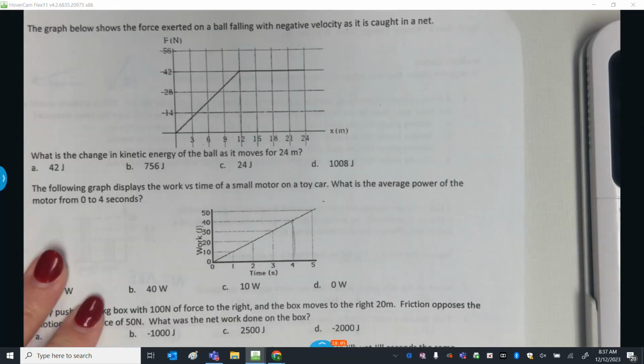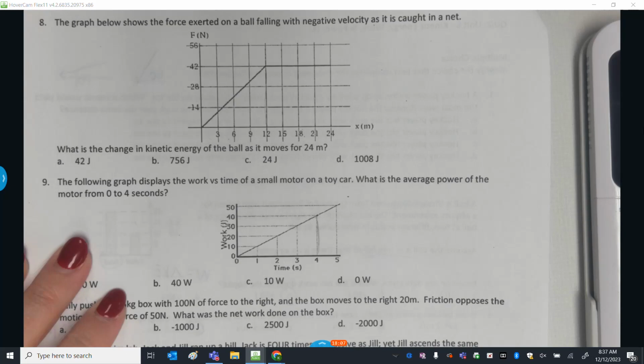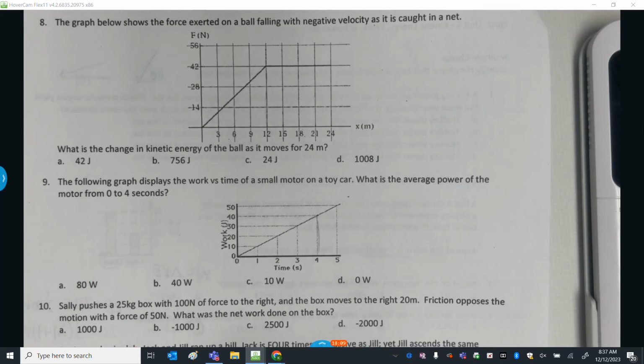Number 8, you are looking for this graph. It is a force position graph, and it says, the graph below shows the force exerted on a ball falling with negative velocity as it is caught in a net. What is the change in kinetic energy of the ball as it moves for 24 meters?